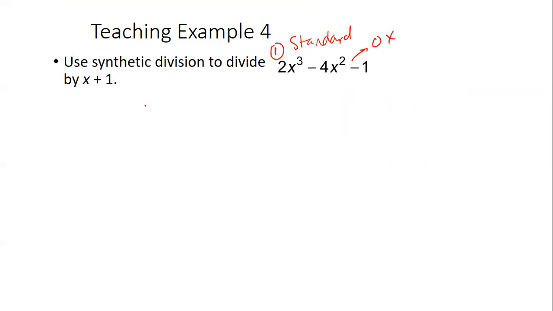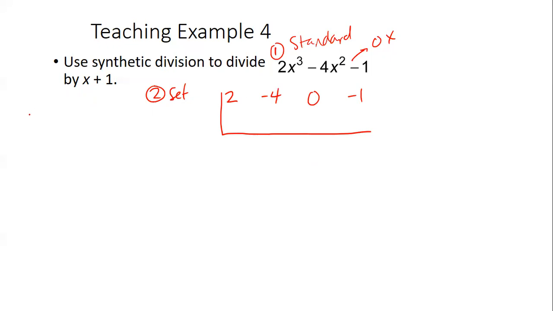No. Okay. So the second thing you're gonna do is setup. In the setup, you're only taking the coefficients of your dividend. So my coefficients are 2, -4, 0, and -1. Okay, so there's my first setup. Questions about step 1 and step 2? You write it without the variables.